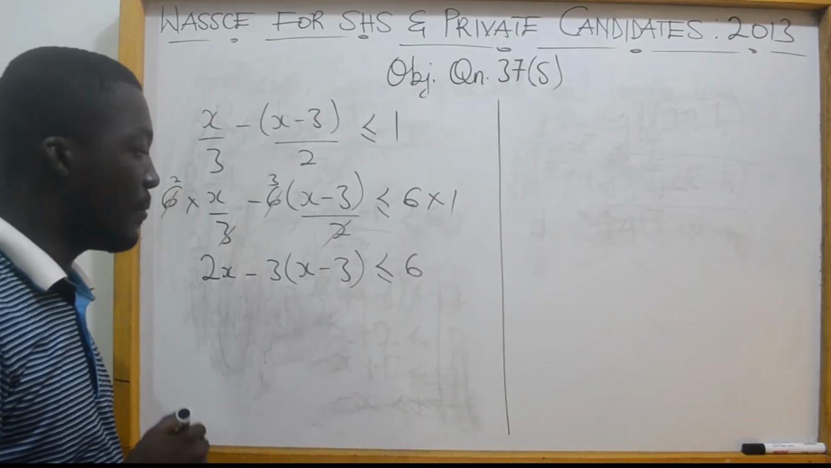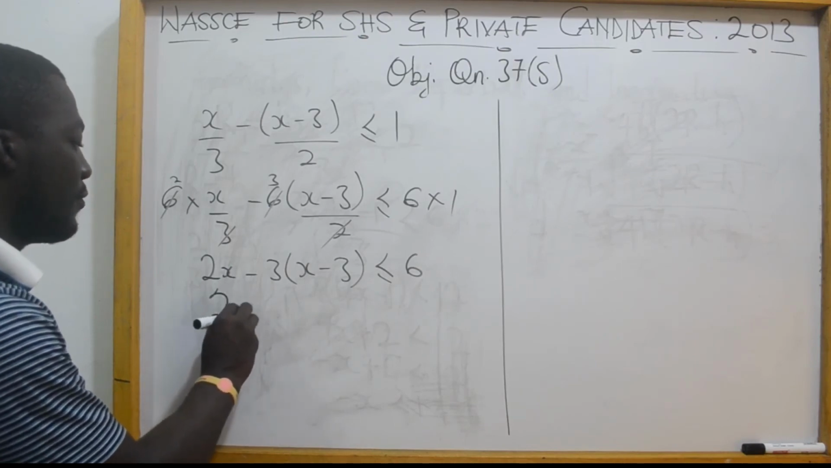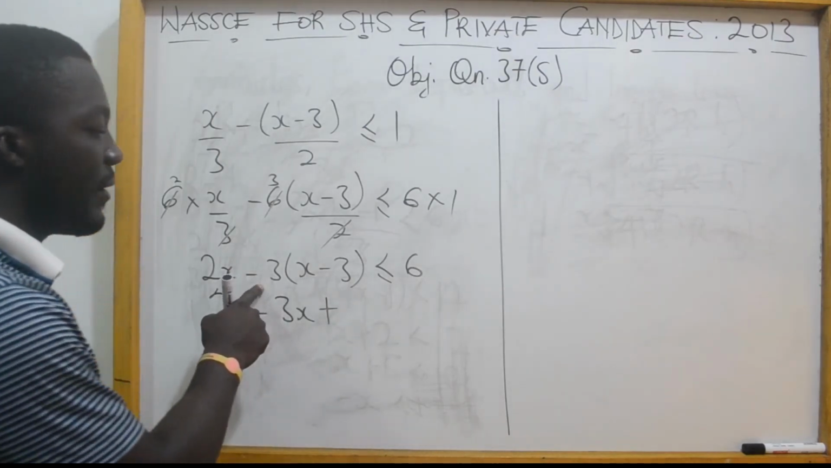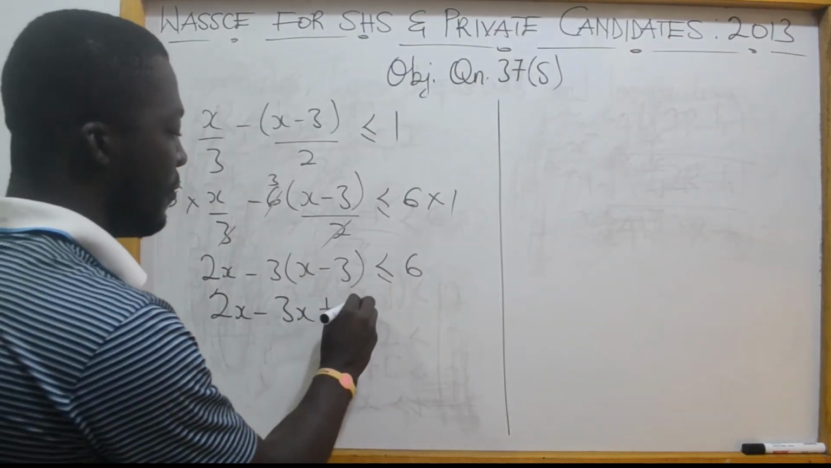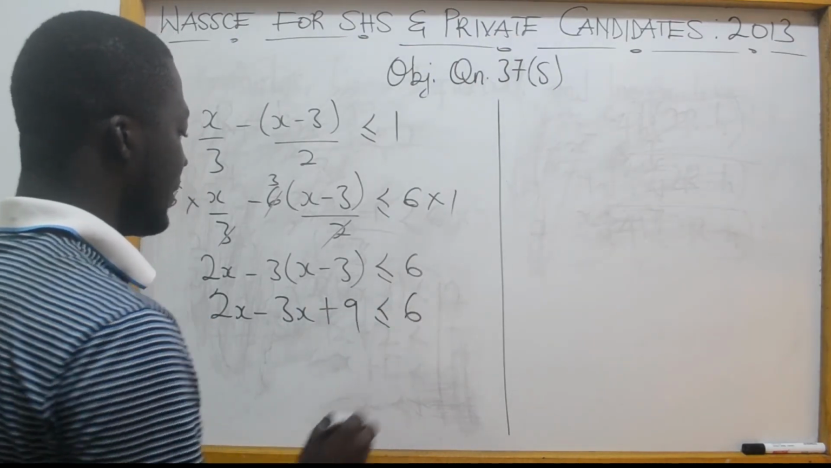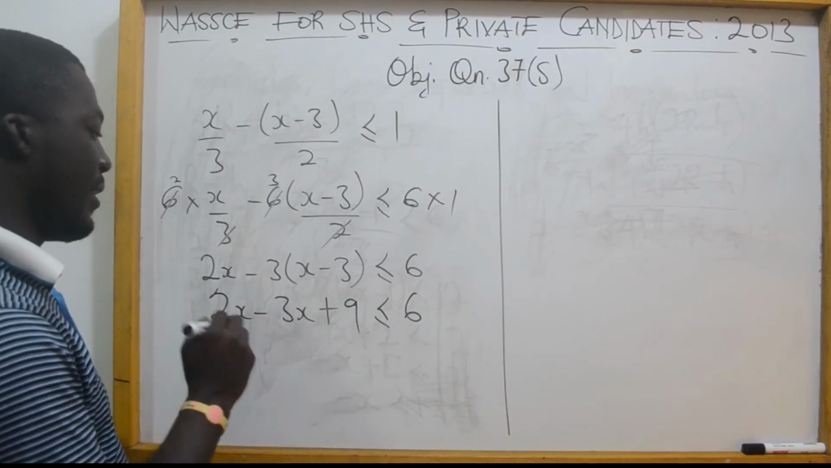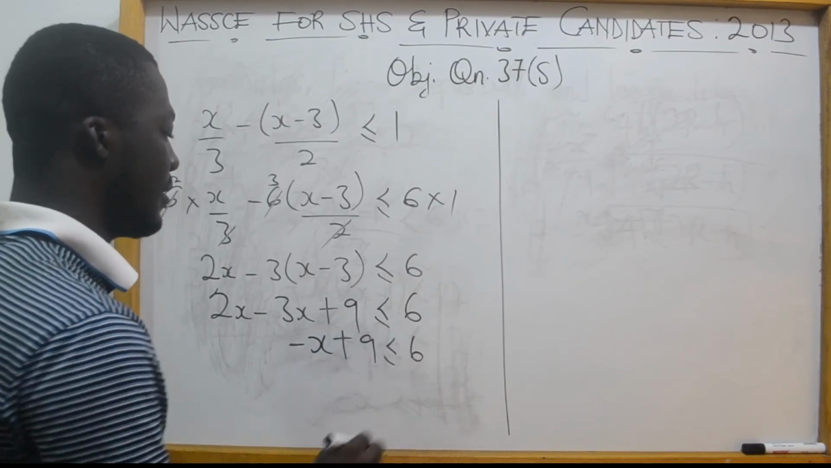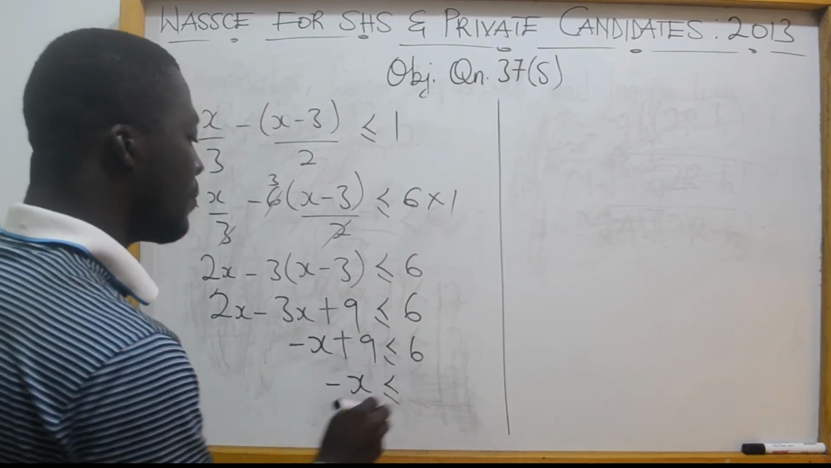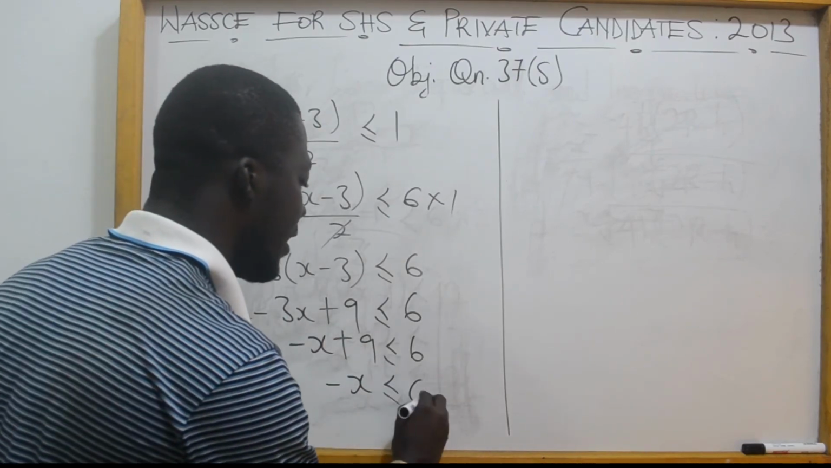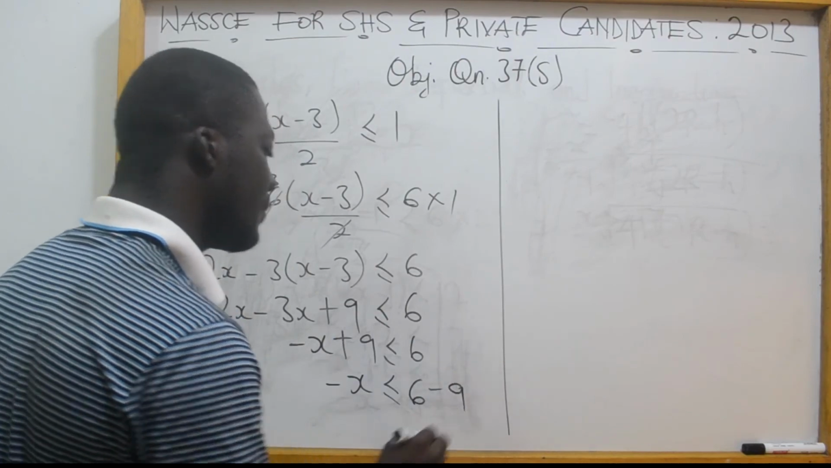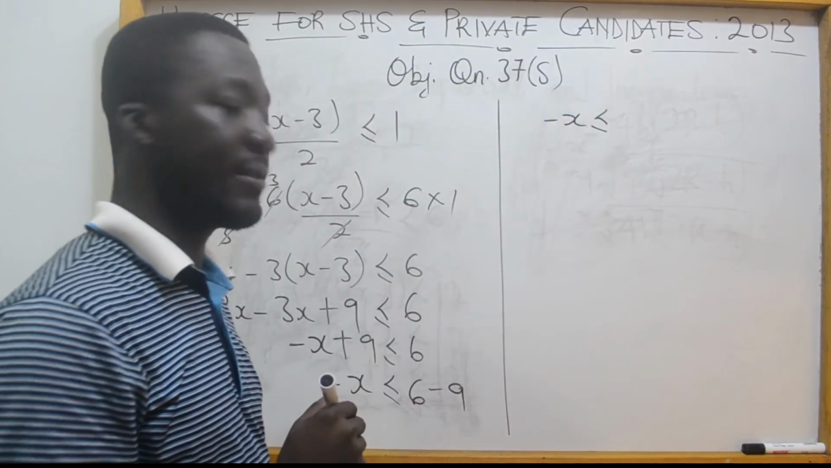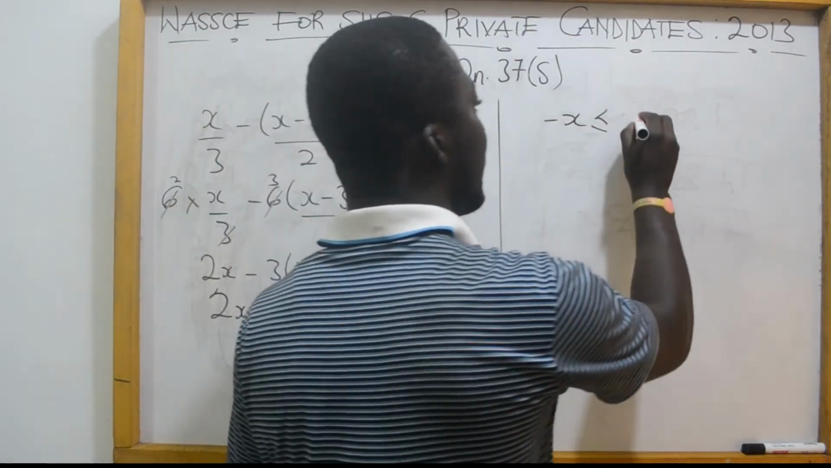The next thing we're going to do is to expand the bracket. You have 2x minus 3x plus, negative 3 times negative 3 is positive, then we will get 9 here, less or equal to 6. 2x minus 3x will give us negative x, then we have plus 9, less or equal to 6. We can transpose this 9 to the right hand side and, since it is positive, it becomes negative 9. So we get negative x less or equal to 6 minus 9, which gives us negative 3.